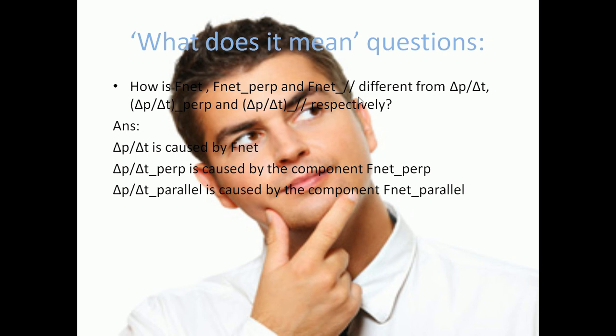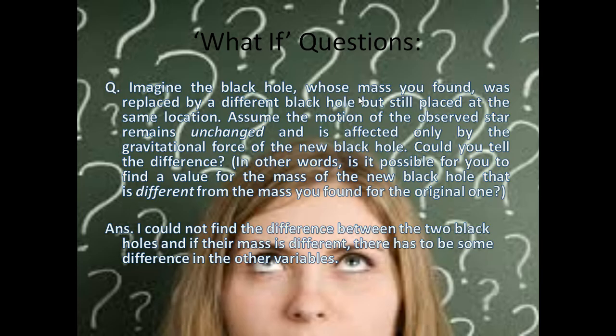Delta P by delta T perpendicular is caused by the perpendicular component of F-net, and delta P by delta T parallel is caused by the parallel component of F-net. That is the what does it mean question. And now let's look at the what if question.